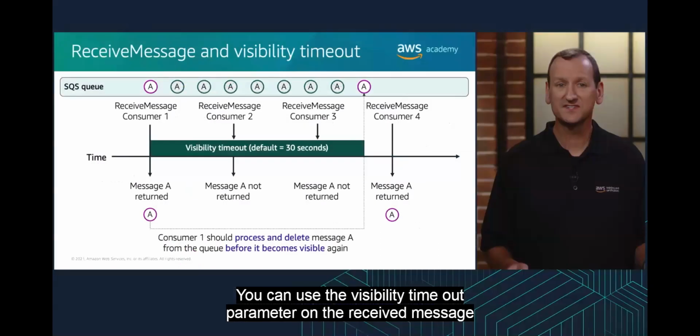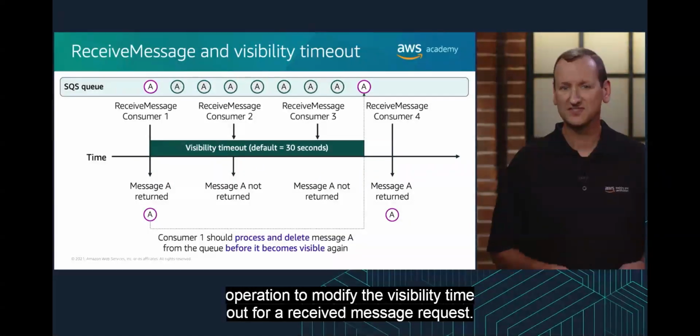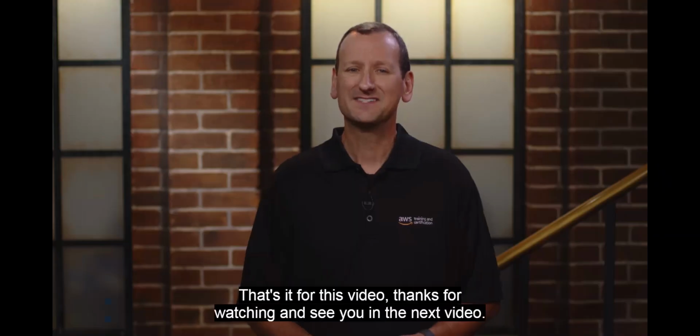You can use the visibility timeout parameter on the receive message operation to modify the visibility timeout for a receive message request. That's it for this video.